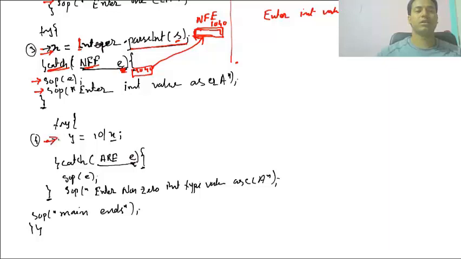Now control comes into this try, right? y is 10 divided by x, and what is the x value? We have given x a hardcoded value of 0. So again this statement also gives an exception, and this exception generates an event, finding out the class of the exception generated, and this exception is of type ArithmeticException, right?